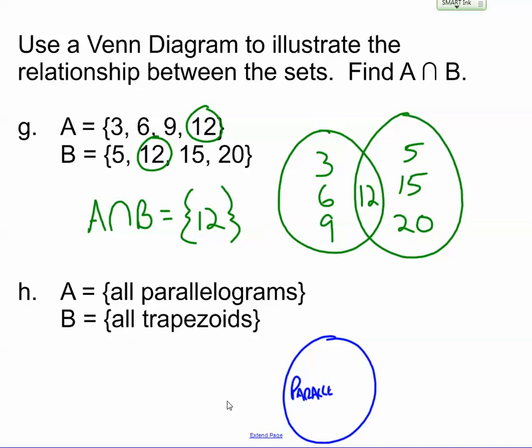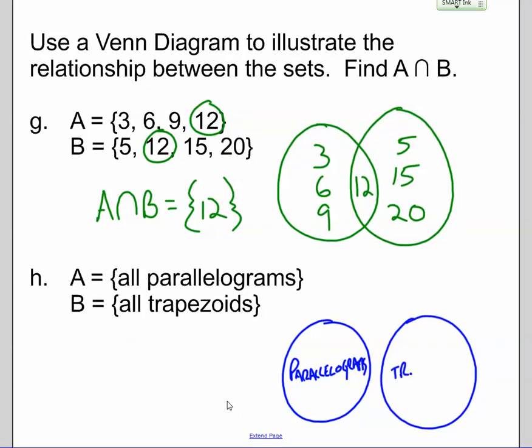So we've got our parallelograms, and we got our trapezoids, but there's no overlap at all because there is never a parallelogram that is a trapezoid. There is never a trapezoid that is a parallelogram either. So the intersection of A and B is the empty set. There is no such thing as a parallelogram that is a trapezoid or vice versa. So we'd say empty set. You don't need the set notation symbols when you say empty set because there's nothing in your set. Your set is empty.